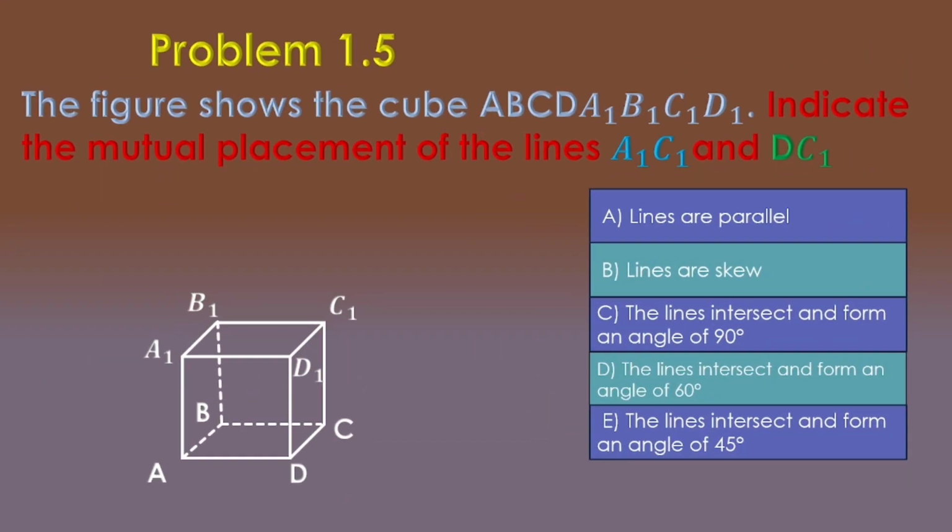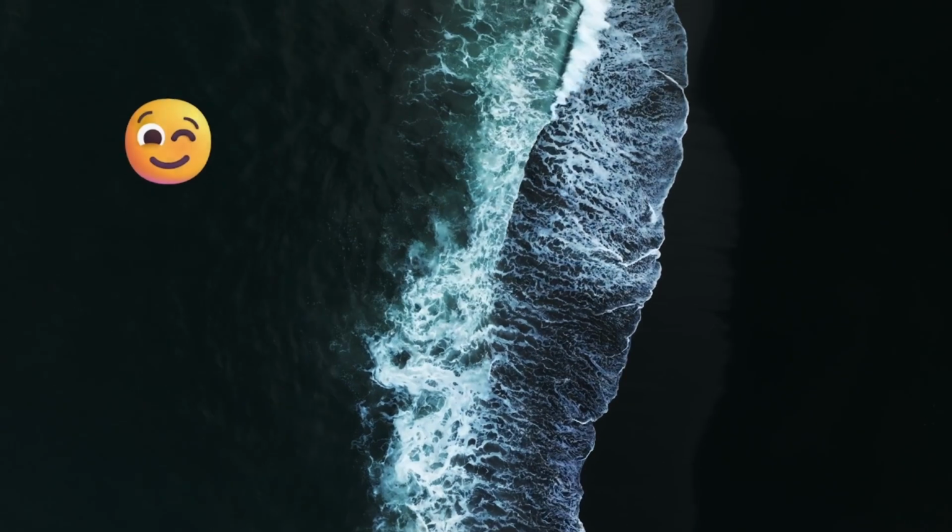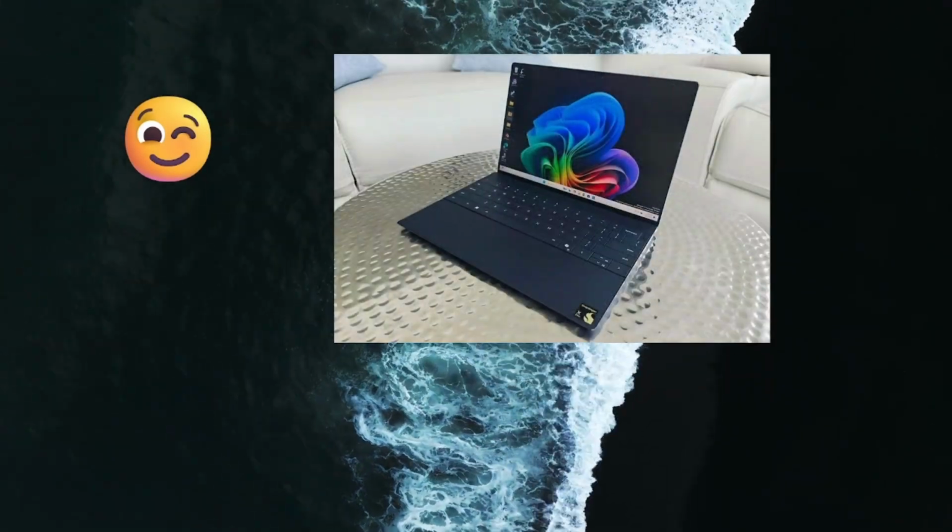Problem 1.5. Indicate the mutual arrangement of the lines A1C1 and DC1. So we denote these lines and the angle between them. And for convenience, I will also denote the line A1D in yellow. So we will have such a triangle A1C1D. We know that in a cube, all the faces are equal. So all the diagonals of this cube that I have highlighted in blue, green, yellow colors will also be equal. So the triangle A1C1D is equilateral. And in an equilateral triangle, all the angles are 60 degrees. So we have the answer that these lines will intersect at an angle of 60 degrees. The answer is D.